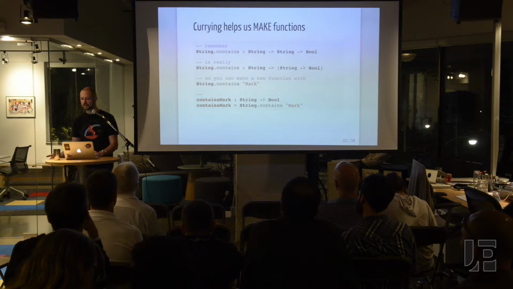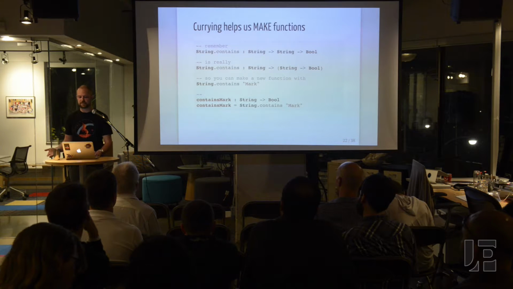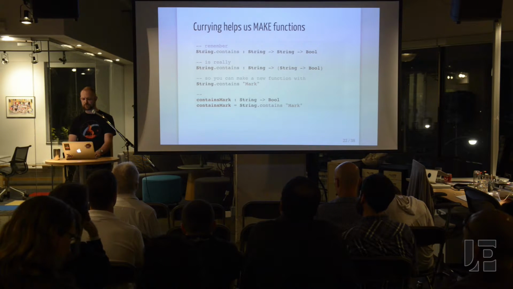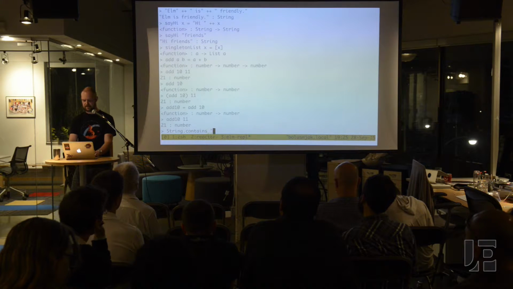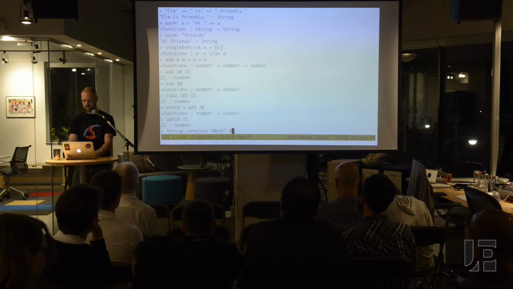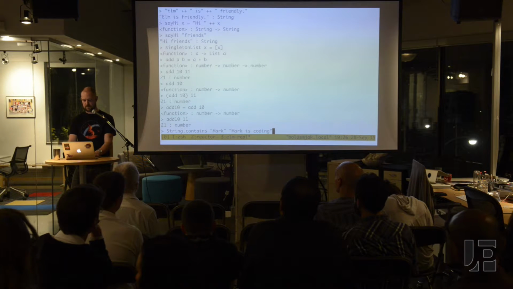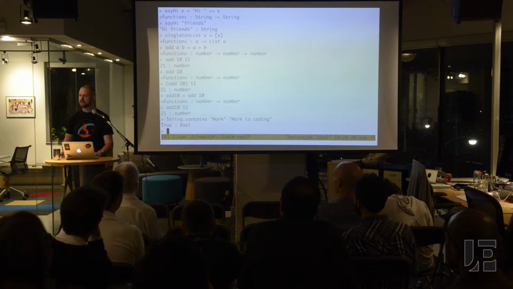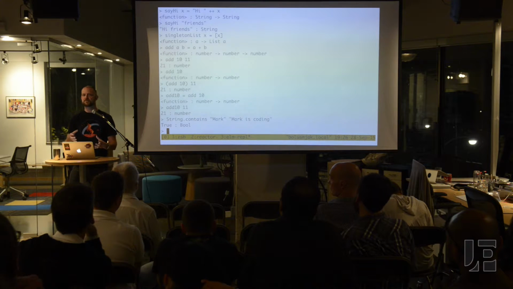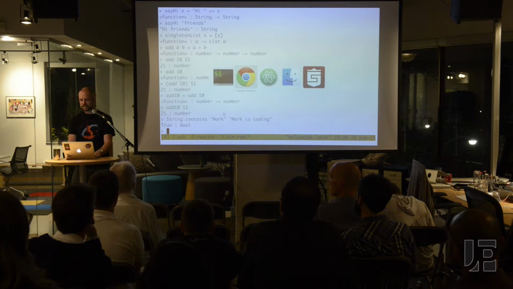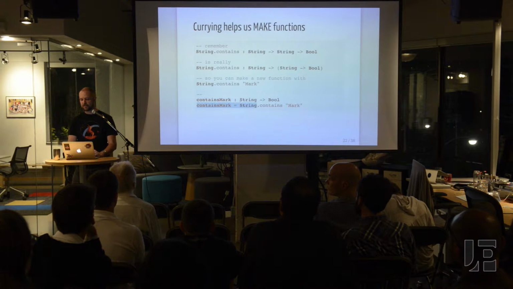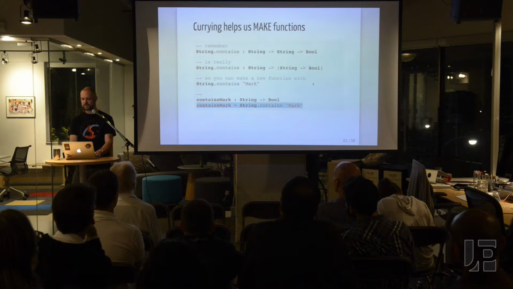Why is this important? It's important because currying helps us easily build new functions. So String.contains, of course, String.contains "mark" "mark is coding" is true. So it takes two parameters. It takes a string to look for and a string to look in. But just as easily, I can make a new function that checks to see if a string contains "mark".